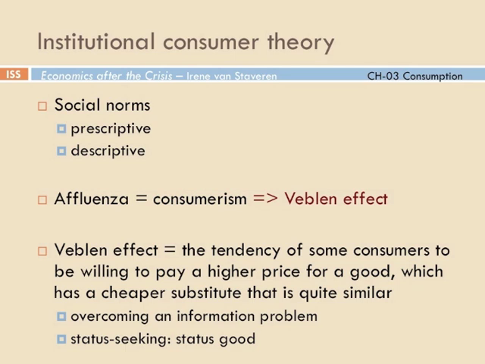Institutional economic theory recognizes the Veblen effect in consumption. It means that some consumers are willing to pay a high price for a good, even though they can get more or less the same good and quality for a lower price. Why would they do that? Well, perhaps because they want to signal status, that they have enough money to buy a particular good.